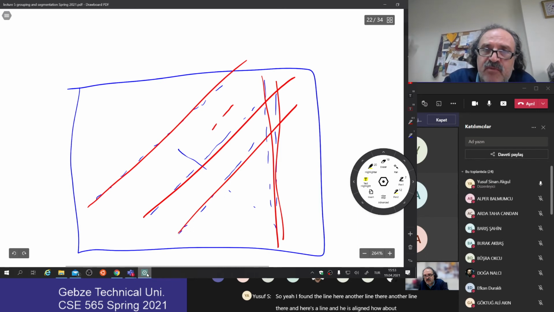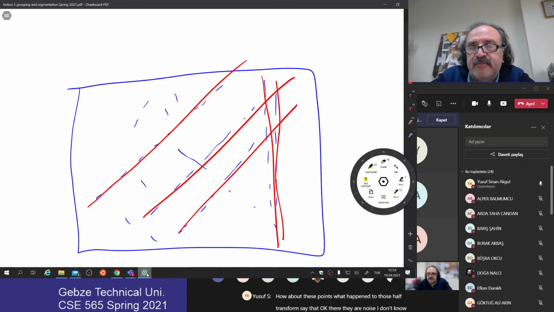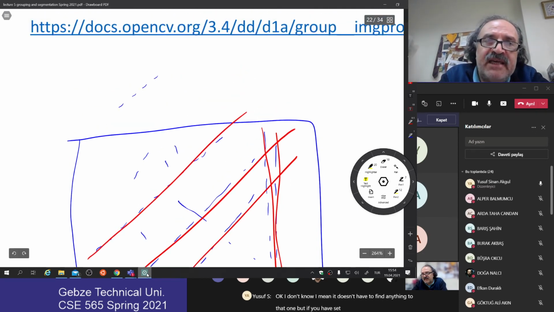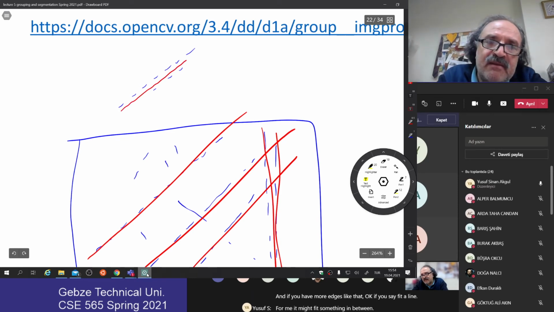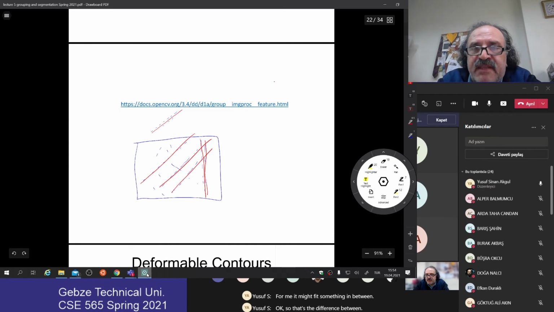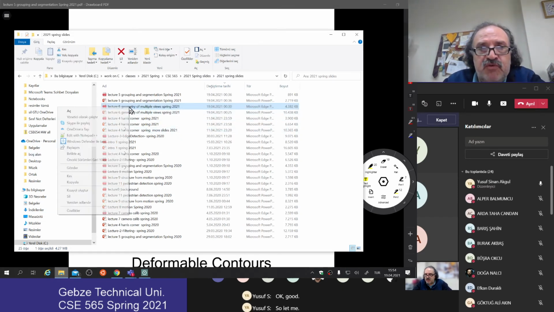How about these points? What happened to those? Hough transform says okay, they are noise. I don't know what happened. It doesn't have to find anything for that one. But if you have a set of edges like that, and more edges like that, and you say fit a line for me, it might fit something in between. So that's the difference between fitting lines or ellipses and the Hough transform. Hough transform offers a more general solution. Okay, good. So let me open this geometry of multiple frames thing.